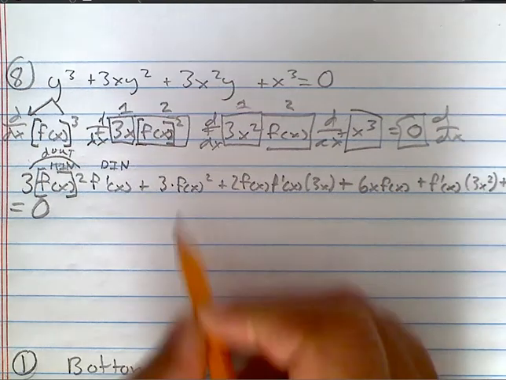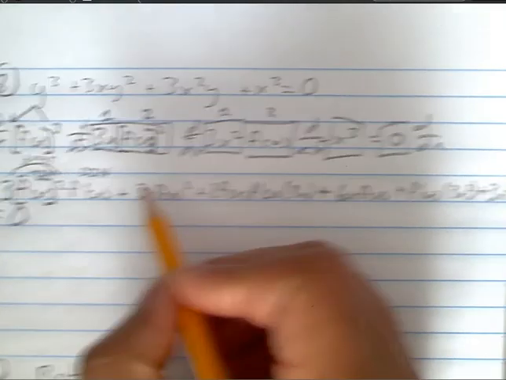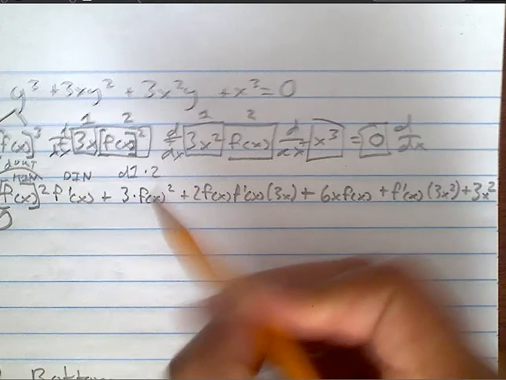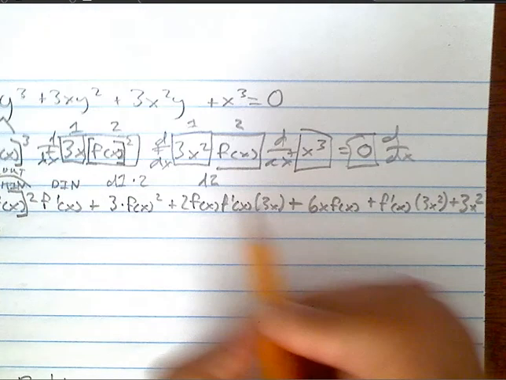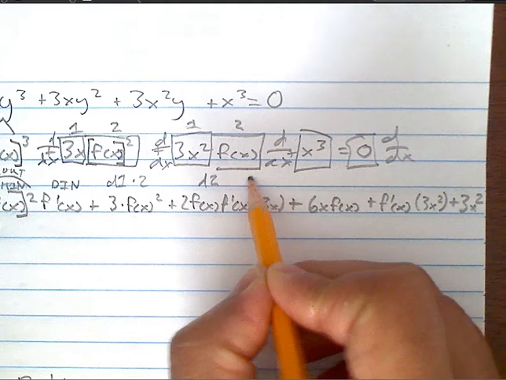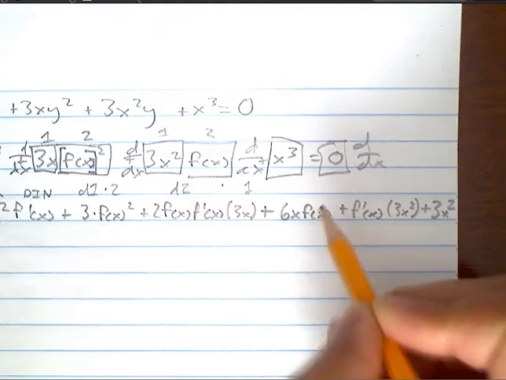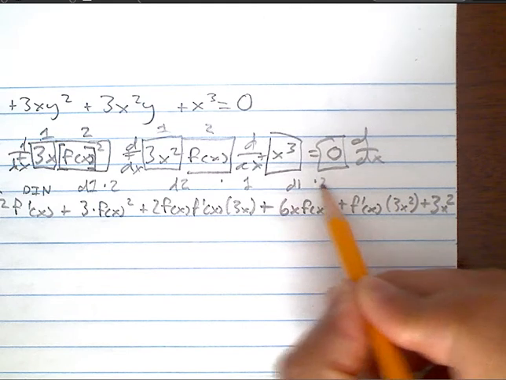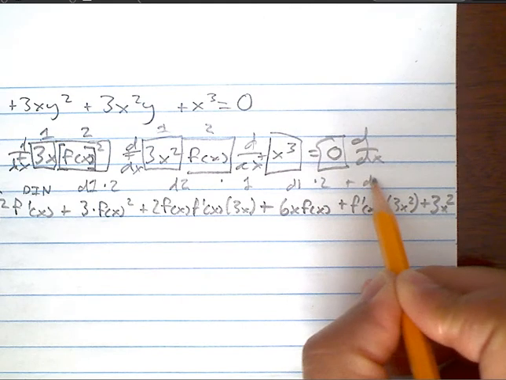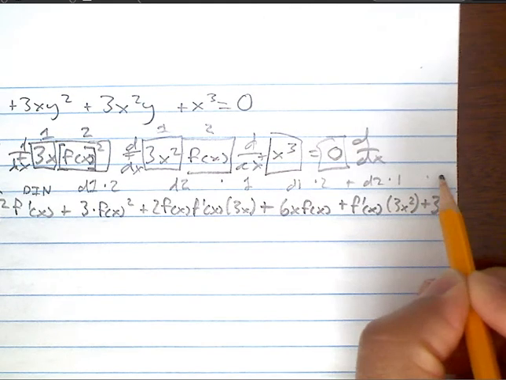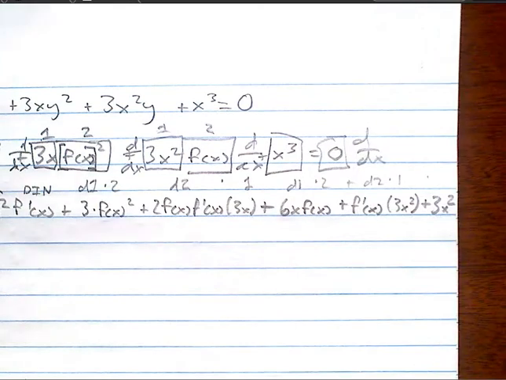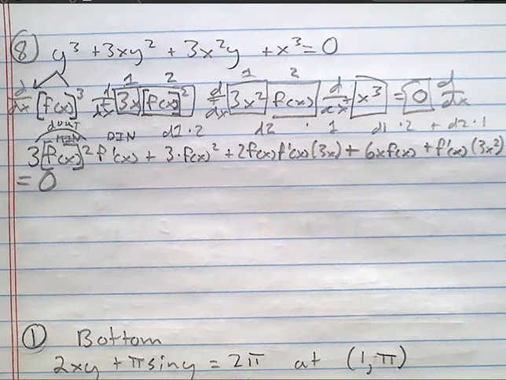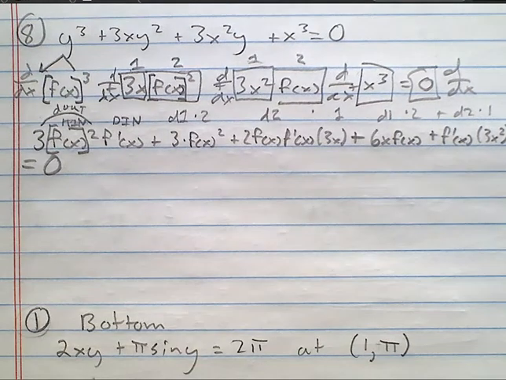And then this was just a product rule, D1 times D2, and that was a chain rule, times 1. The next one was also a product rule, D1 times D2 plus D2 times D1, and the last one was just a power rule. So there you go, all equal to 0. Let's rewrite this nicely and get y prime by itself.